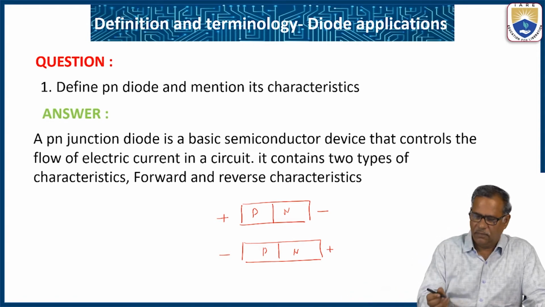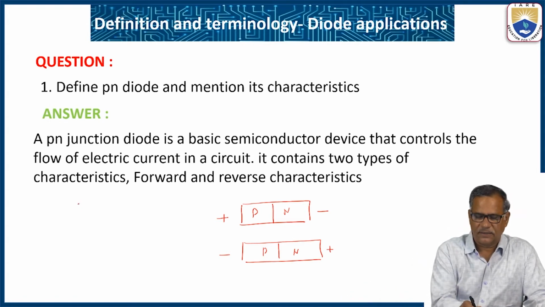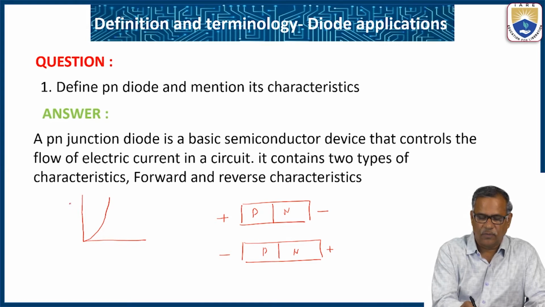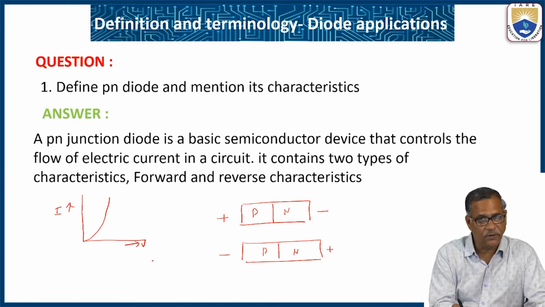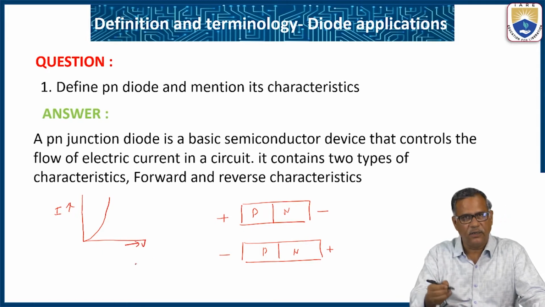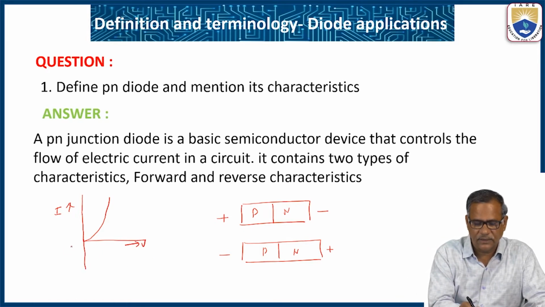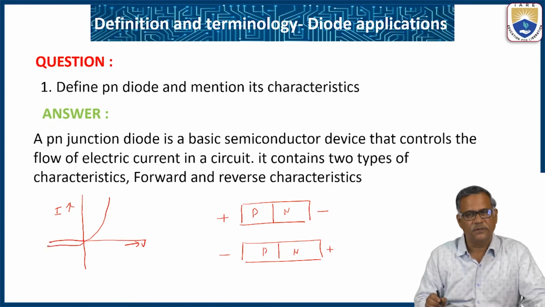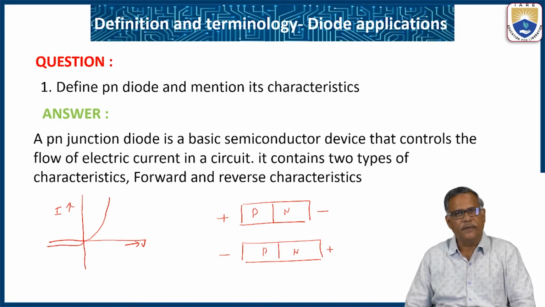And the PN junction diode characteristics are like this. In the forward direction, there is more current. This is the current I and this is the voltage V across the diode, and I is the current through the diode. When it is reverse biased, that means when the voltage is negative, very little current flows, and that is nothing but the reverse saturation current.